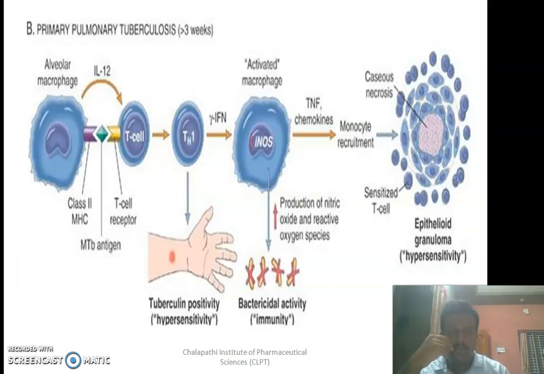So this is how the granuloma formation takes place. This granuloma comprises alveolar macrophages, modified epithelial cells, that is epithelioid cells, tumor giant cells, as well as T helper cells.